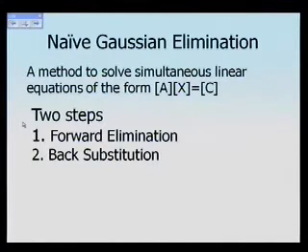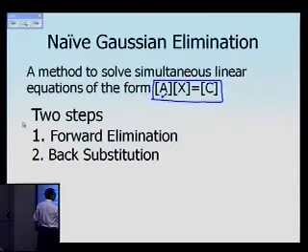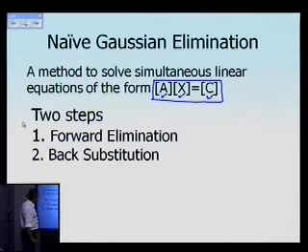Now, Gaussian method is basically a way to solve simultaneous linear equations which can be written in the form of Ax equal to C, where A is the coefficient matrix, C is the right-hand side vector, and X is sometimes called the solution vector, or it might be called the unknown vector.